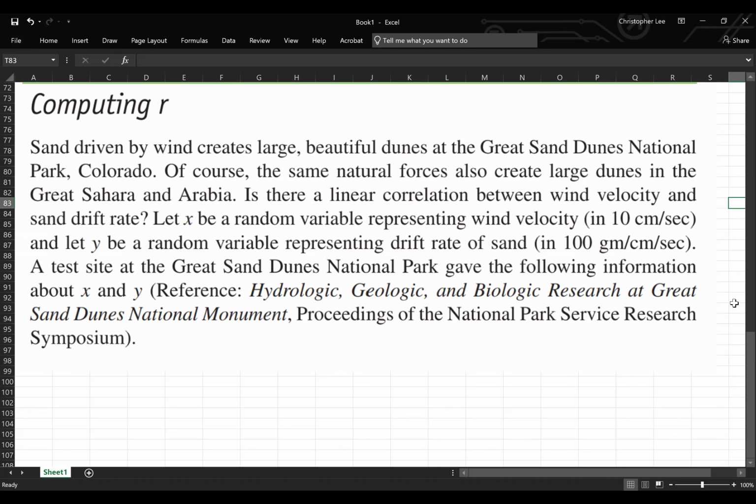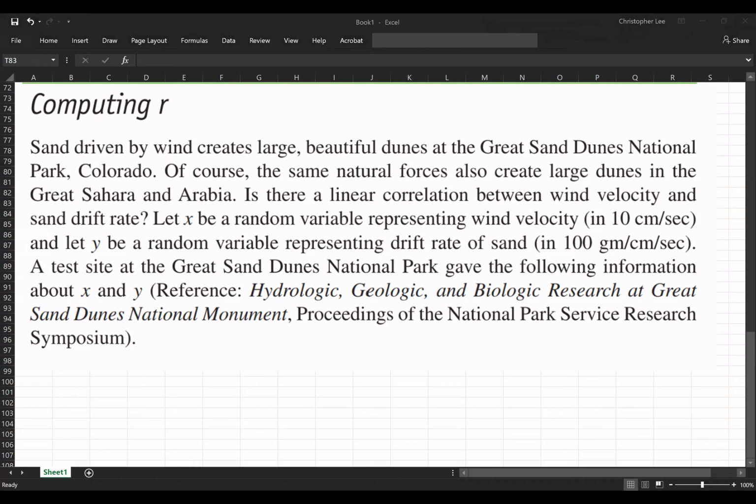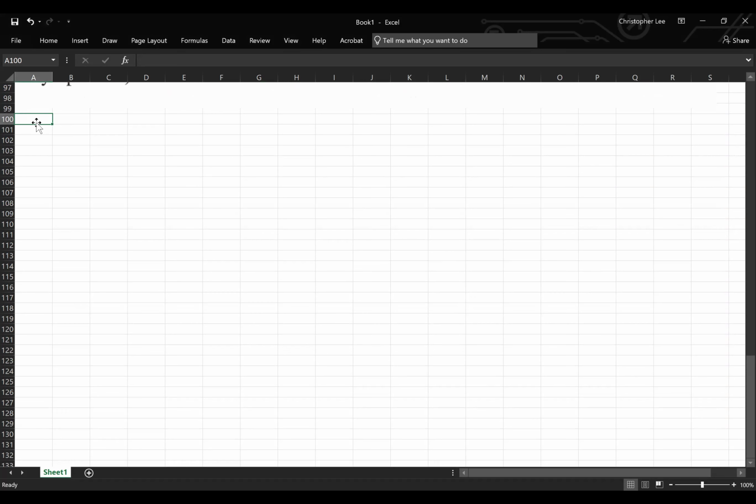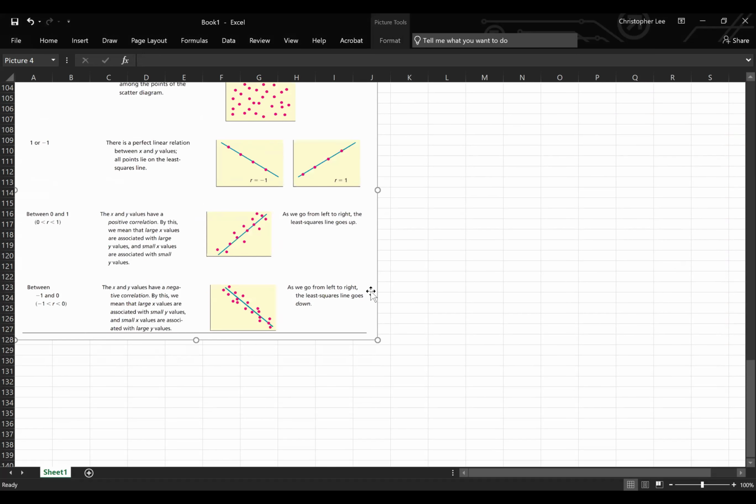All right, so a test site at the Great Sand Dunes National Park gave the following information about X and Y, and that's where you can find the research if you're interested. Let's take a look at the table. We drew these graphs last time. So just to show you what the R graphs look like, a quick recap from yesterday.